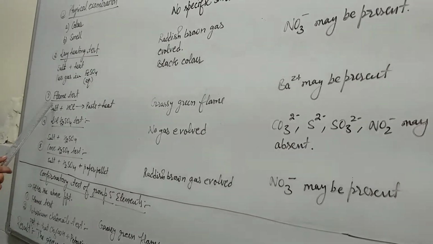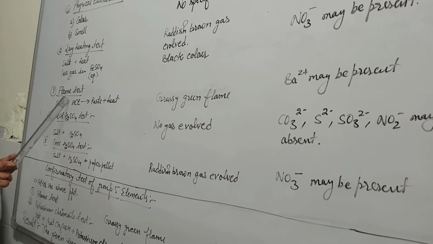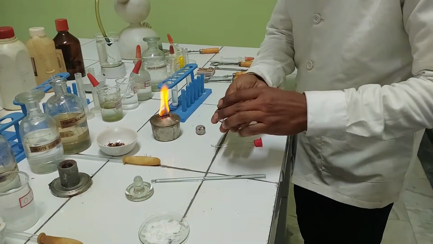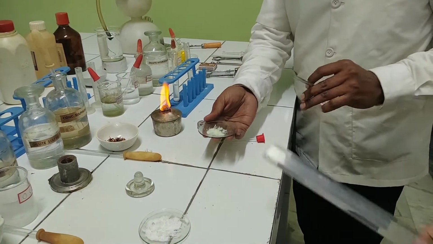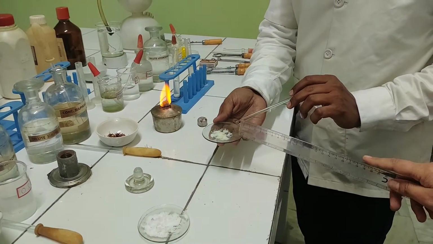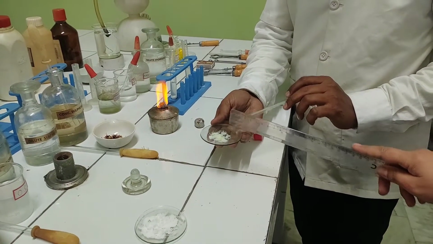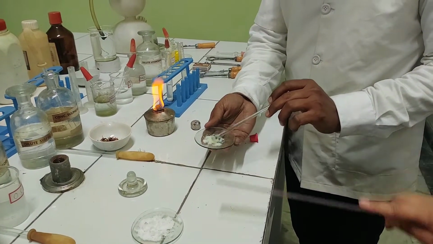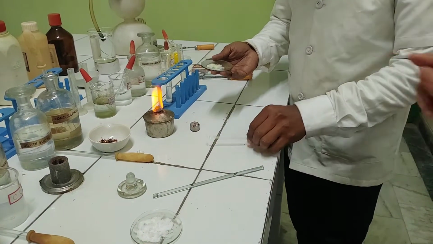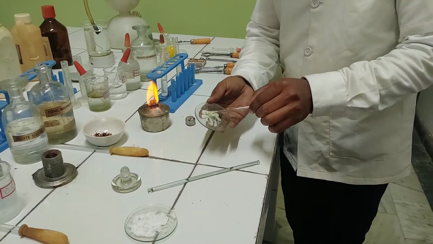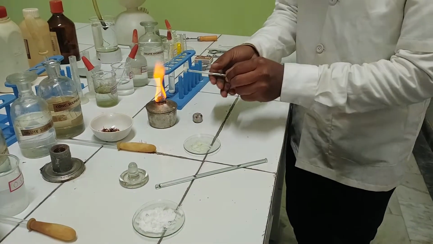Now we will do the next test, that is the flame test. For the flame test, we will make a paste of the salt with concentrated HCl. We will take a small amount of HCl and then make a paste. After that we will take it on the loop and heat it on the flame.